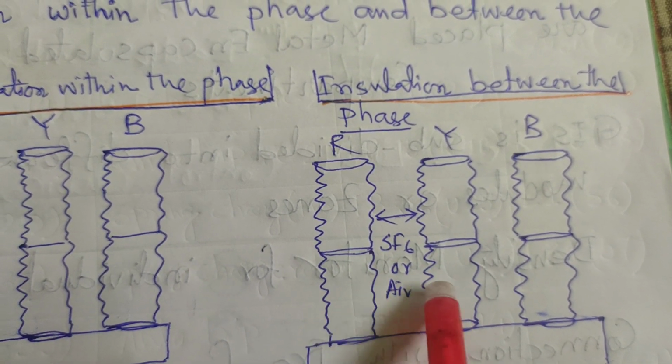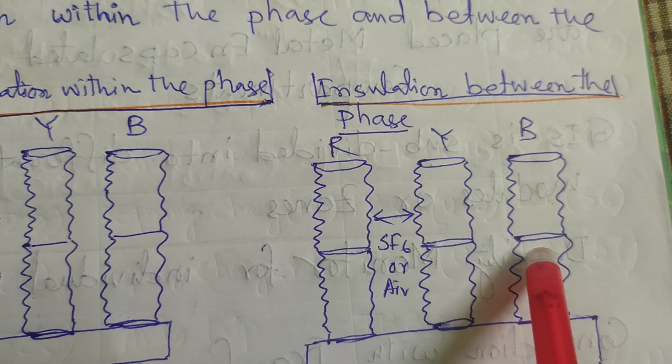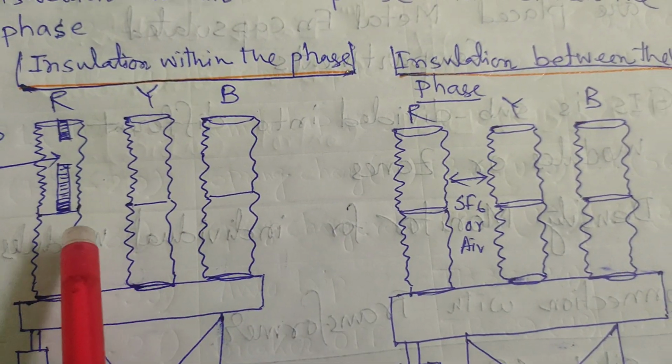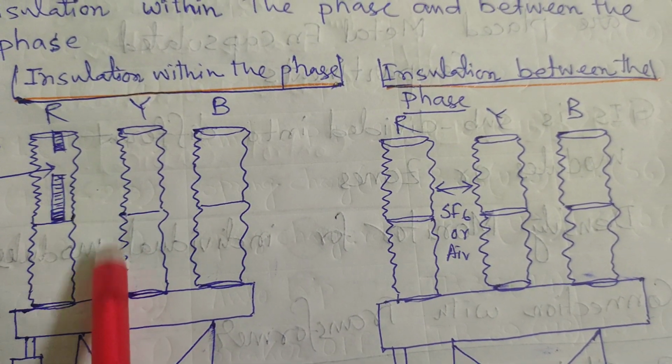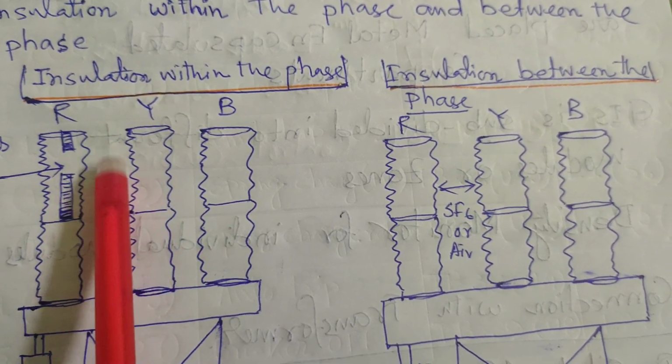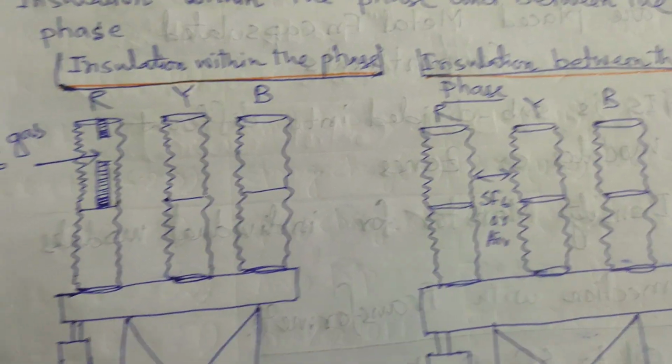The insulation between phase to phase is SF6. Here, in the air insulated substation, phase to phase inside is air. So air is the insulation here, and SF6 is the insulation there.